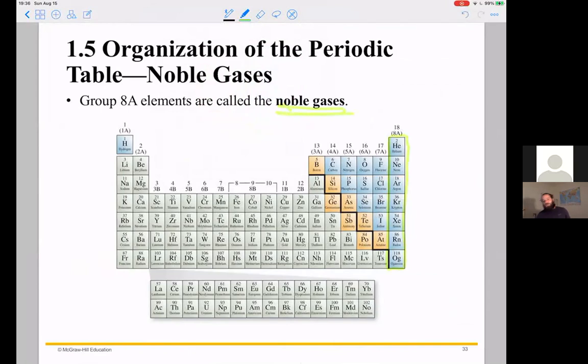These all behave very similarly. They're actually not reactive at all, which is surprising for an element. So that's part of why they're grouped together. And that's why they're called the noble gases, because they stay all by themselves. They ignore everybody else.